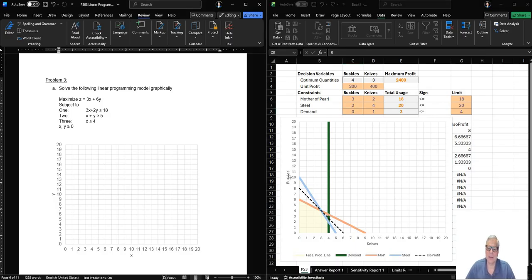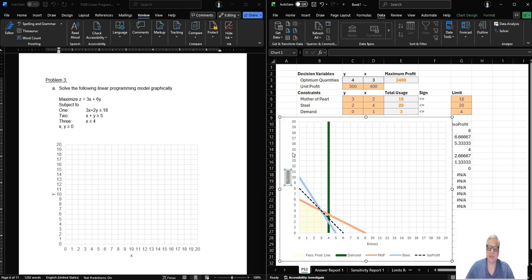Okay, and again, where it says buckles, that is now y. And where it says knives, well, that's x. So y, x. Okay, so let's change it in the graph. Y and x. And so now we just have to change the parameters.